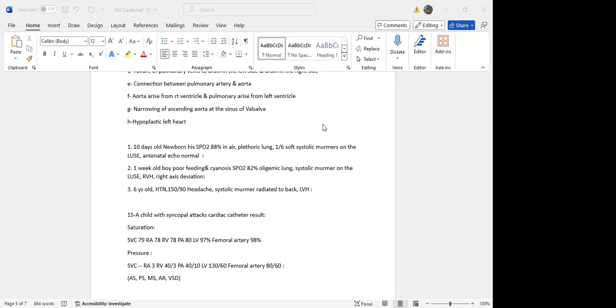Anyone else? मैं कर लूं? अच्छा, मैं कर लूं ये? जी जी, कर लीजिए.